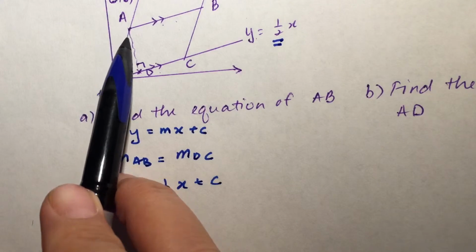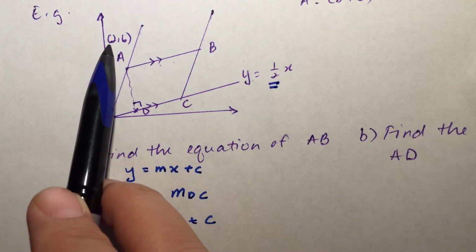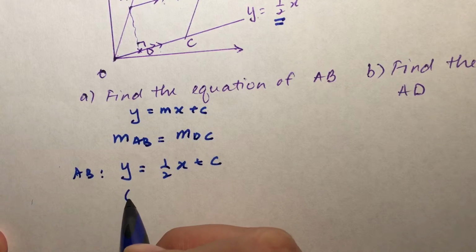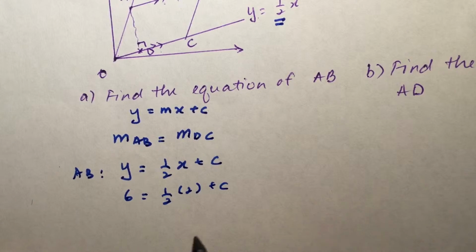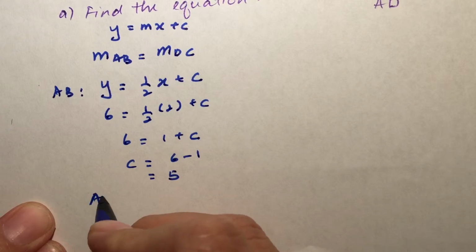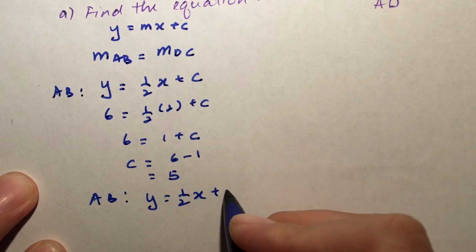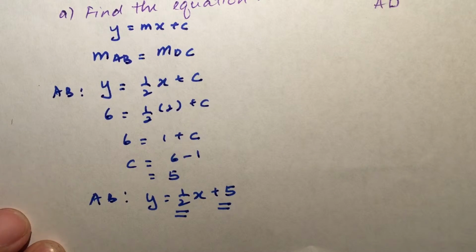Since we have one coordinate, which is coordinate A, that's the only coordinate we have to use. So when x is 2, y is 6. Let's replace it in here. When y is 6, x is 2, and we will have 6 equals 1 plus c. So c will be 6 minus 1, which equals 5. In this case, my equation of AB would be y equals half x plus 5. So I have the gradient and the intercept.